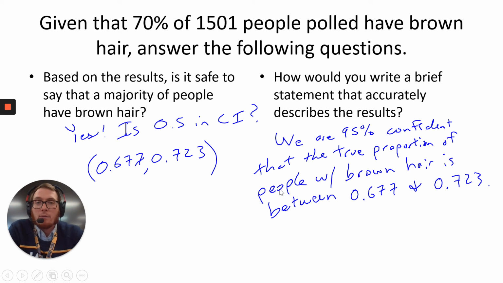And then it's of what? Well, people with brown hair for this question, and then is between those 2 numbers. You want to be able to write those pieces out and be able to explain them as we're moving forward.